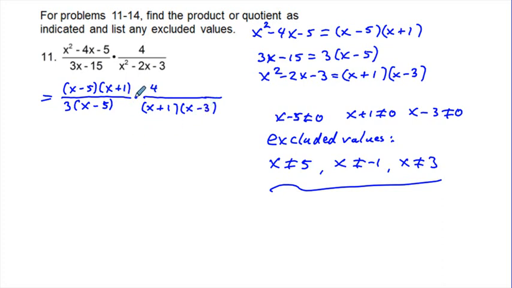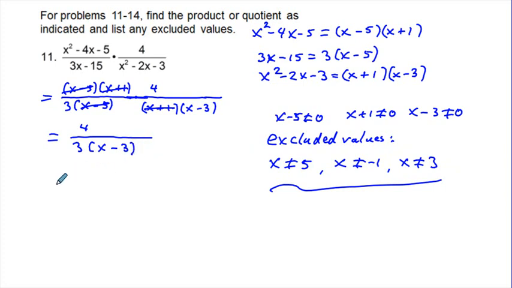So we're going to multiply straight across, and what I like to do for this technique sometimes, if we've written it, we can just go ahead and put a bridge over that multiplication dot, and we can just cancel where we see the opportunity to cancel. So we have x minus 5 over x minus 5 will cancel each other out, and likewise x plus 1 over x plus 1 will cancel each other out. So we write what we have left, which is 4 in the numerator over 3 times quantity x minus 3.